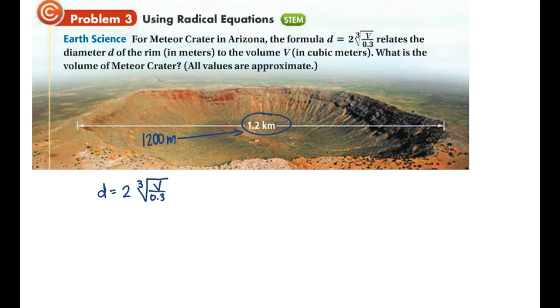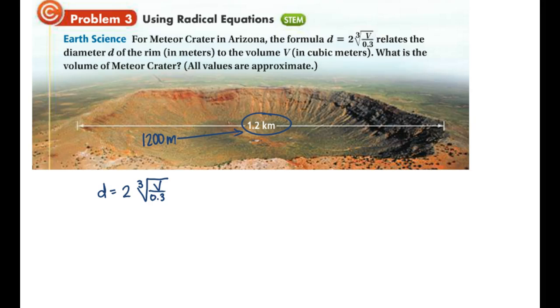All values are approximate. The first thing that I notice is that the equation requires us to use meters, and the picture is giving us the diameter in kilometers. So first thing I want to do is convert the kilometers into meters. I know that kilo means 1,000, so I just need to multiply 1.2 times 1,000, and that's how I get my value of 1,200 meters. So I'll be using that in just a moment.